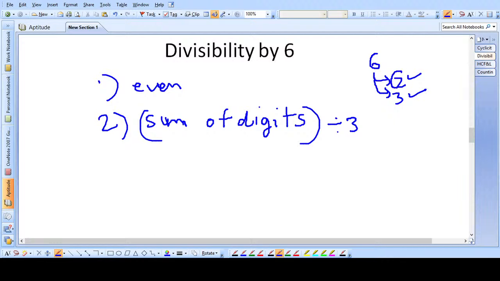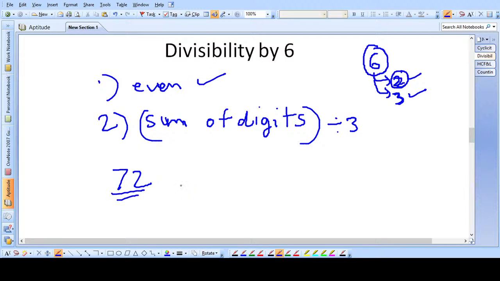So 2 means the number should be even, and for 3, which I missed in this video, sorry, I said it a little wrong: the sum of the digits should be divisible by 3. Hence both the properties are there for 6. Suppose a number is given like 72. If it is asked whether it is divisible by 6 or not, you should know both conditions. Firstly, check for even.